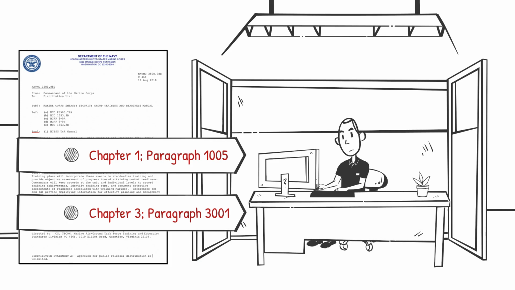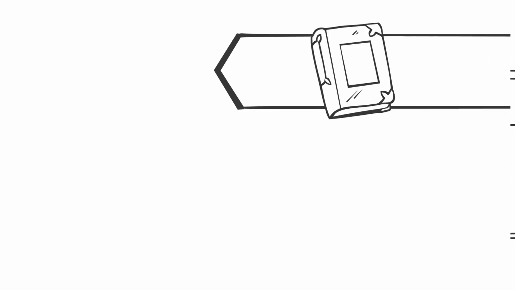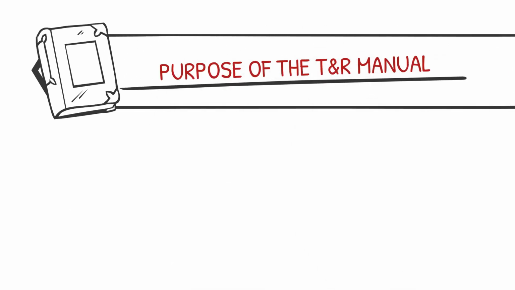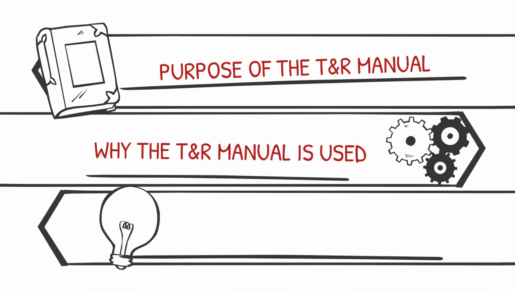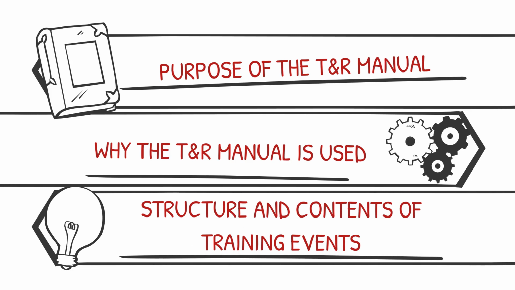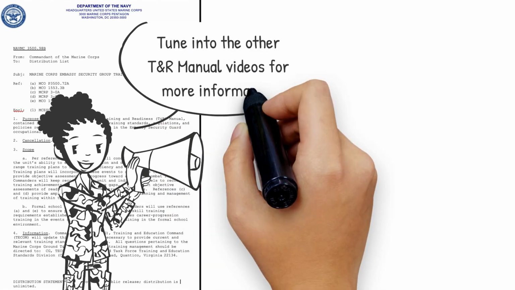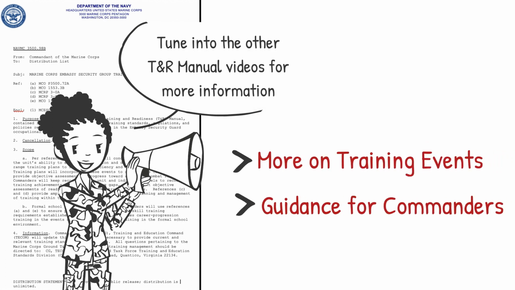event coding. We've reached the end of this video. By now you should have a strong understanding of the purpose of the T&R Manual, a high-level understanding of how it is organized and why it is used, and an introductory look at the sequence, structure, and contents of training events. In subsequent videos, we will take a deeper dive into training events and discuss how the T&R Manual should be used by unit commanders.